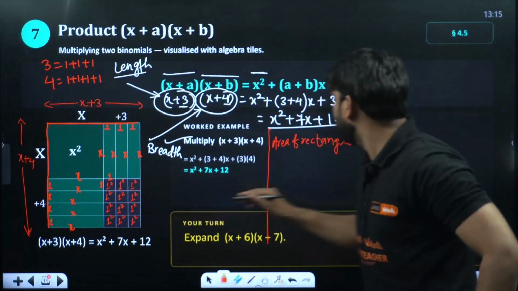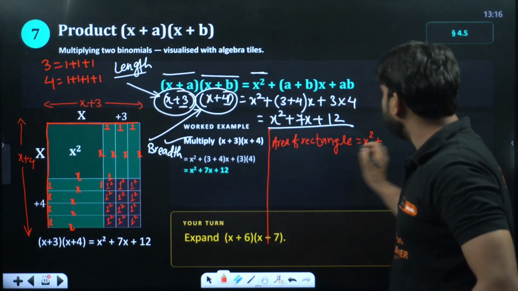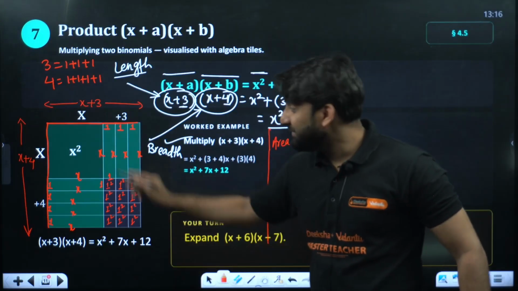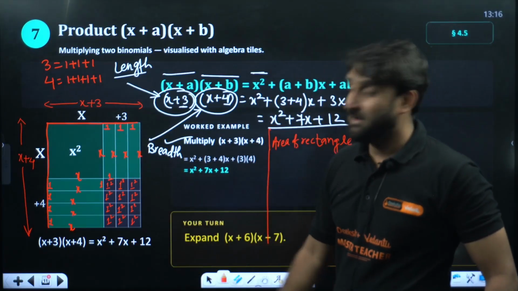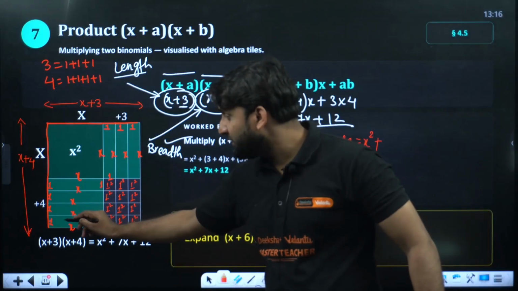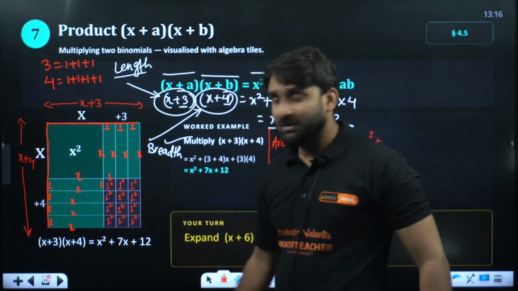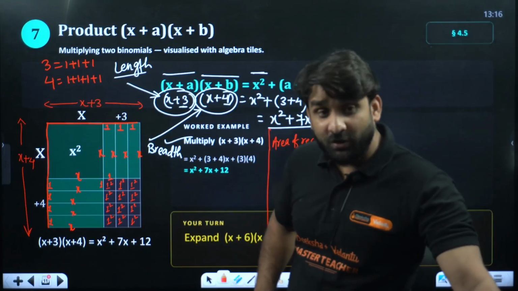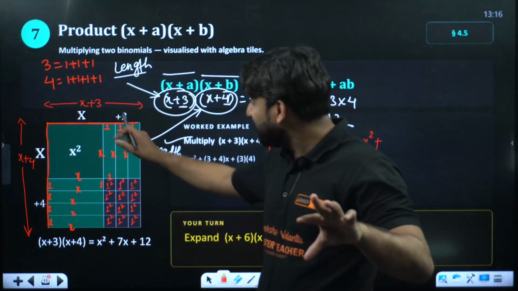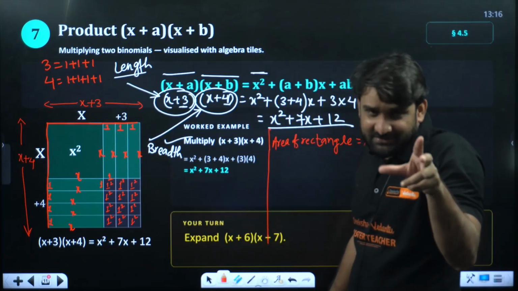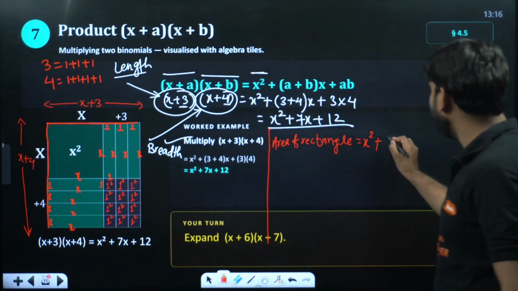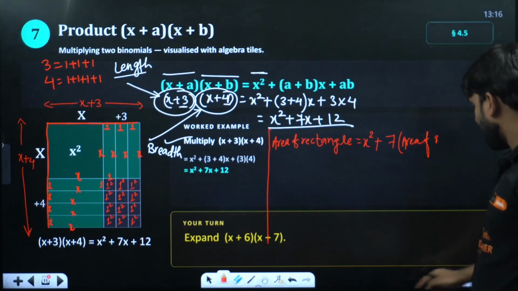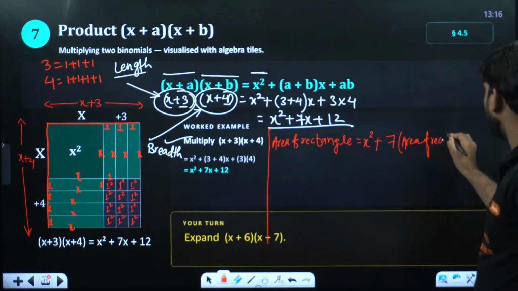So the area will be x square plus how many rectangles? 1, 2, 3. Why am I calling these rectangles? Because length is x and breadth is 1. And this is also a rectangle, 1, 2, 3, 4. So 4 rectangles here and 3 rectangles here, 7 rectangles. The area of each rectangle is length into breadth, x into 1, which is x. So we can write 7 into area of what?